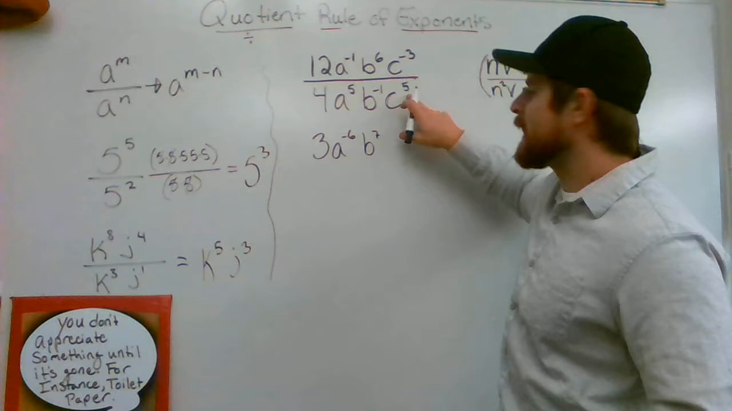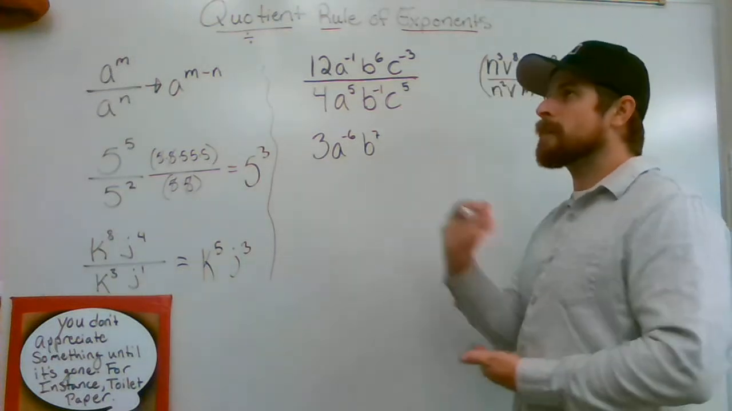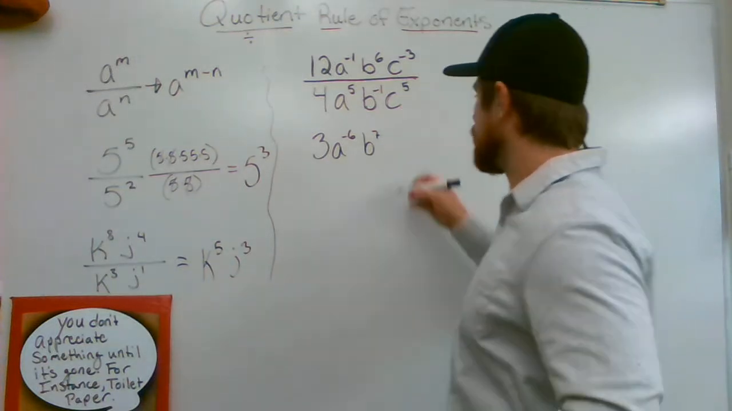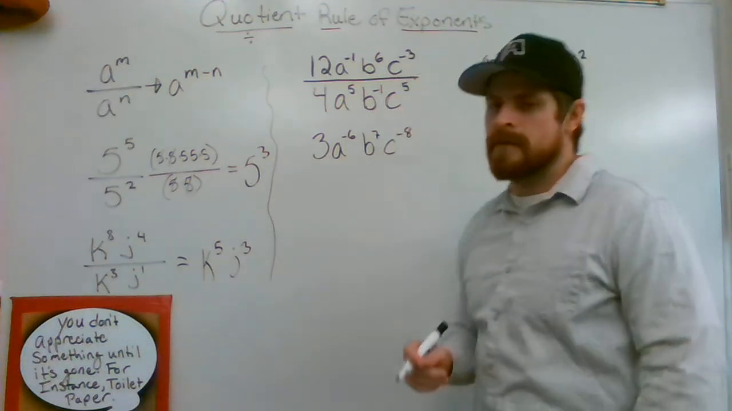Negative 3 minus 5. Say it out loud to yourself. Make sure you hear it. Negative 3 minus 5. You're going to go further back into the negatives, all the way to c to the negative 8th.